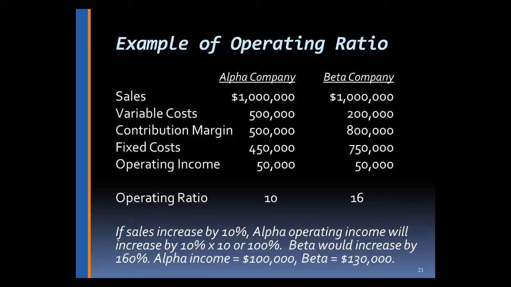So if you divide 500,000 by 50,000, you get 10. If you divide 800,000 by 50,000, you get 16. You could not take the published statements of two different firms in the same industry and make this calculation, because the published financial statements do not give you the breakdown between their fixed and variable cost. That is highly proprietary information, and they don't disclose it to the reading public.